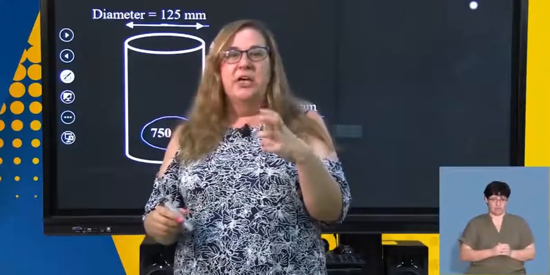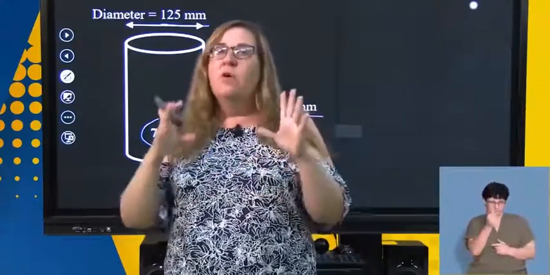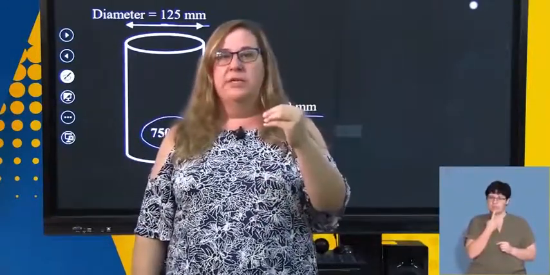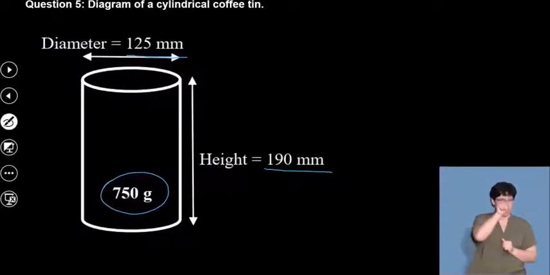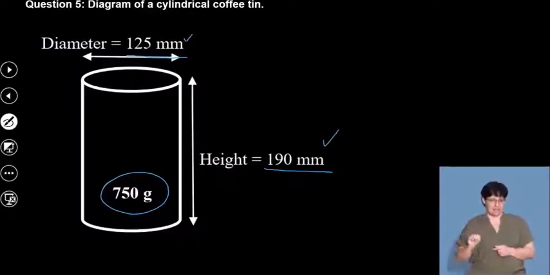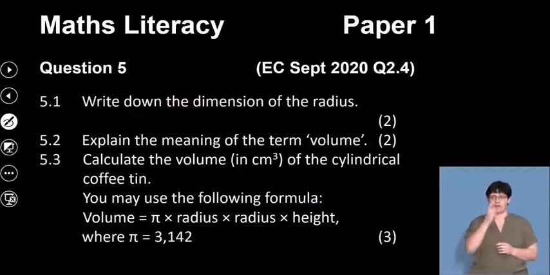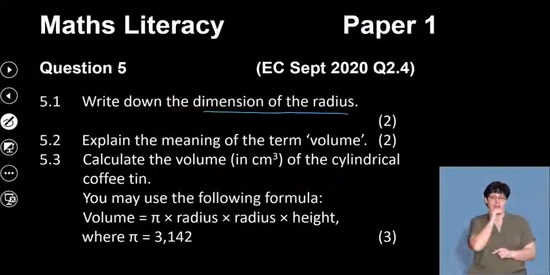Now, as soon as I see a calculation like this, there are a few things that go off in my head, like bells, and I basically say to myself, are they in the same unit? I always like all my measurements to be in the same unit. So I'm going to check my 125 is in millimeters, my 190 is in millimeters, that's perfect. Then I also know whenever I've got a cylinder, somewhere along the line they're going to ask me for the radius. So I kind of like to do that calculation first, but I think I'm going to leave it for now. I'll explain why. Because the first question says, write down the dimensions of the radius. Then explain the meaning of the term volume, calculate the volume, and they give us our formulas.